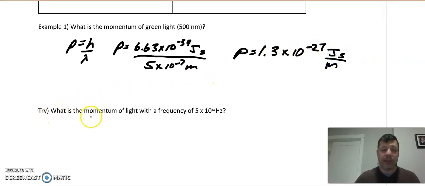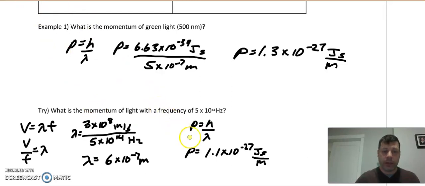Okay, give this next one a try and pause the video. We'll come back to you. See you soon. Okay, so what you should have found was 1.1 times 10 to the negative 27, because the first thing you're going to do here is, given the frequency, you find that wavelength and then plug it into the formula.